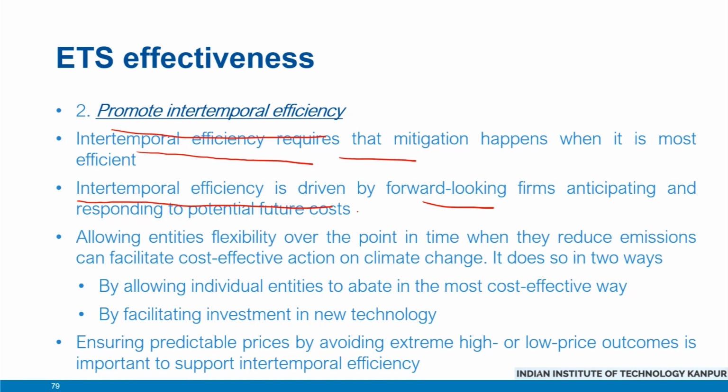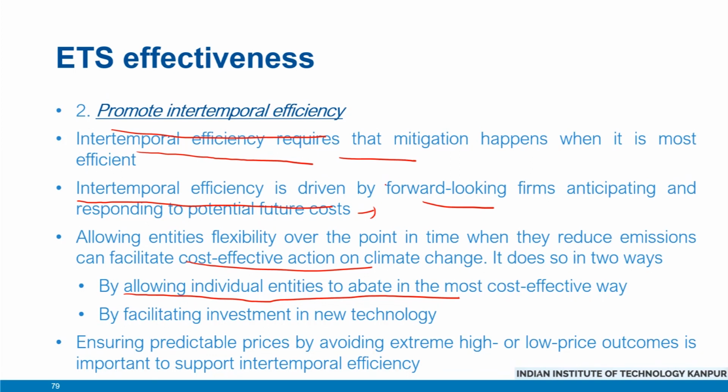And there are two approaches to achieve it. First, by allowing individual entities to abate in the most cost effective way, which means the regulator's timing of emission limits and associated allowance allocation over time may not match the most cost effective path for individual regulated entities. So the intertemporal flexibility allows heterogeneous firms to determine the most cost effective trajectory for new investments and to balance these with the optimal management of existing assets and infrastructure.